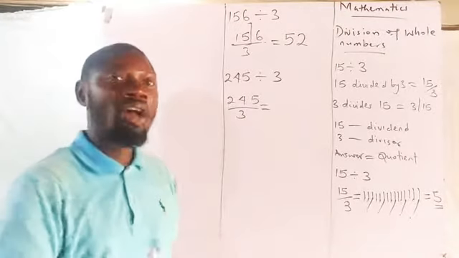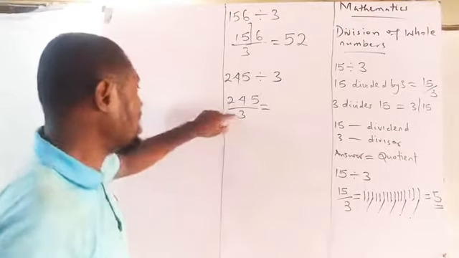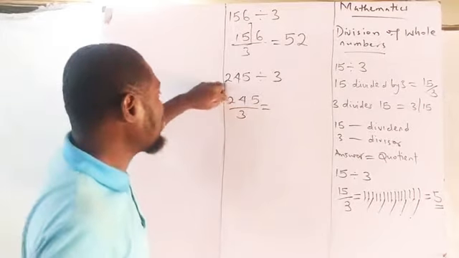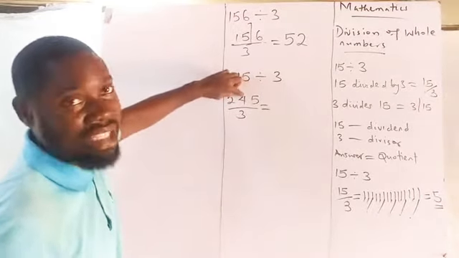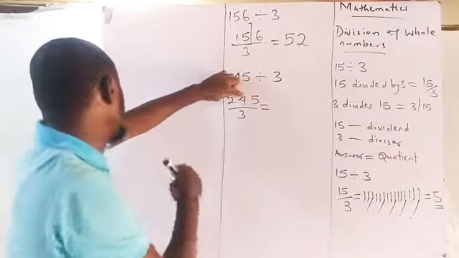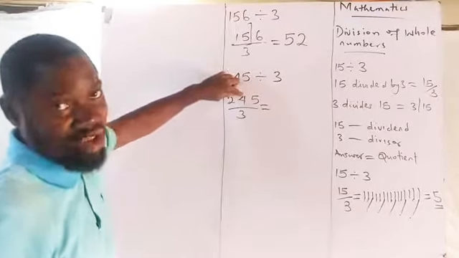If it did not work, look at the first 3 digits. But now let's look at the first 2 digits. How many 3 are in 2? Not possible. Then look at 24. How many 3 are in 24? Your answer is 8. If you want to count your 24 sticks, you can do that and get your right answer. But the answer is 8 because 3 times 8 is 24.